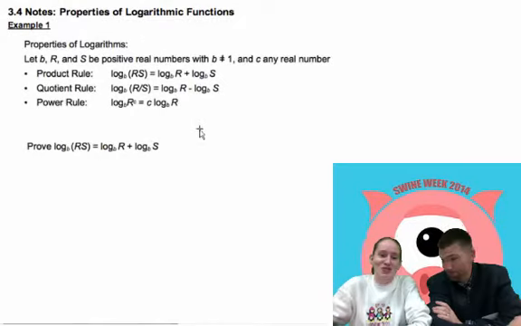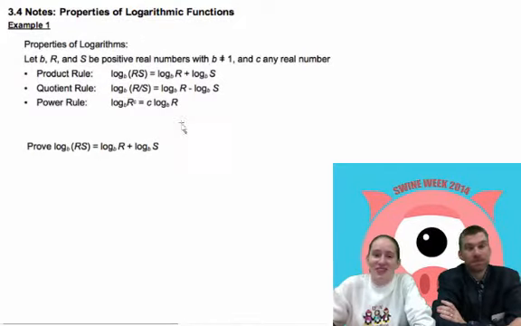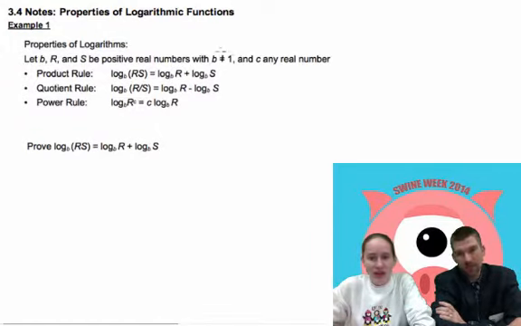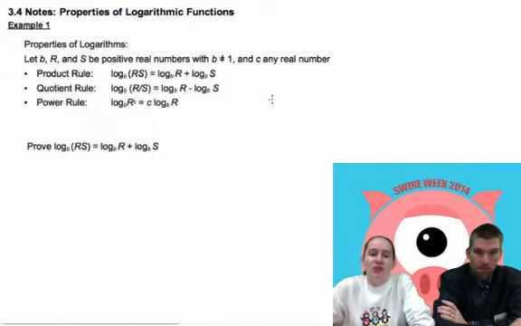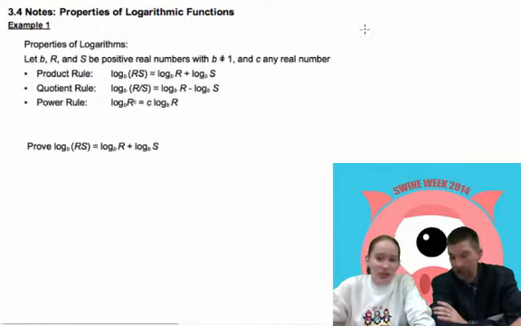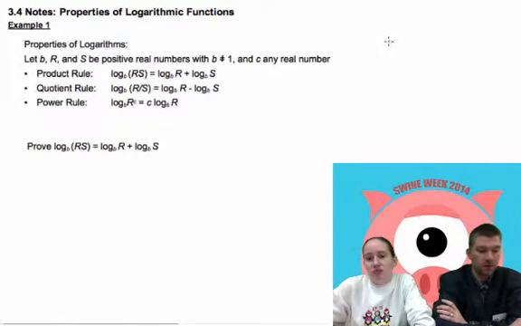There, kids. It's 3.4 notes, properties of logarithmic functions. These are some really handy properties. Handy indeed. And they have to do with the rules that we have with exponents. So yes, can I go over those real quick? Yes, please. Let's just touch some bases with those exponential rules.